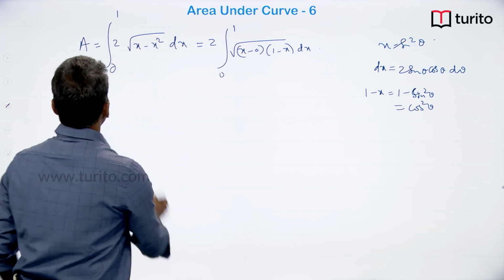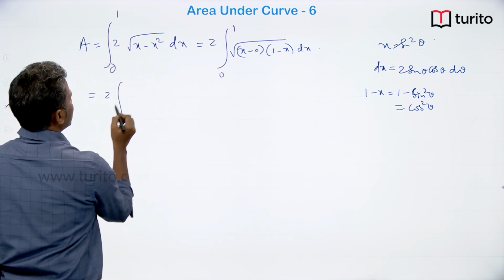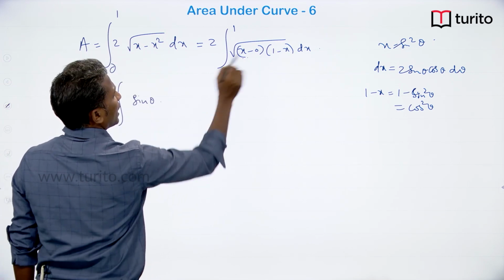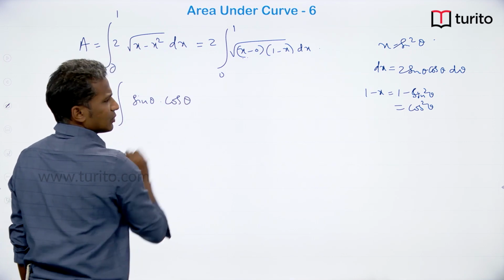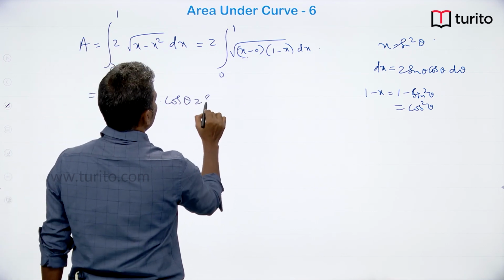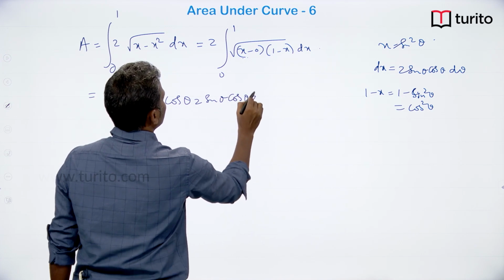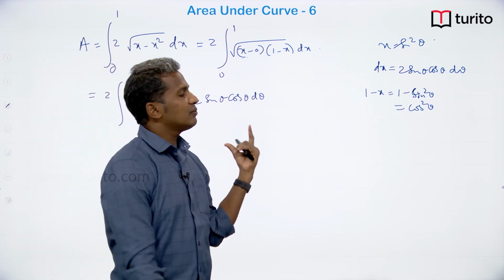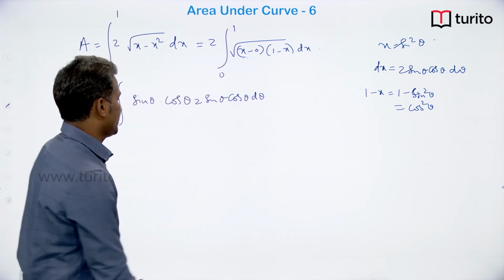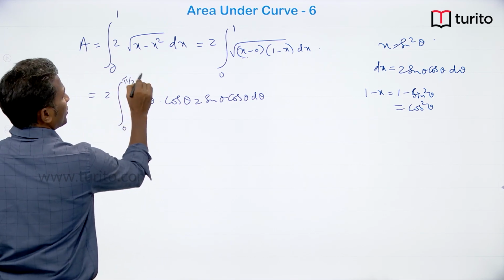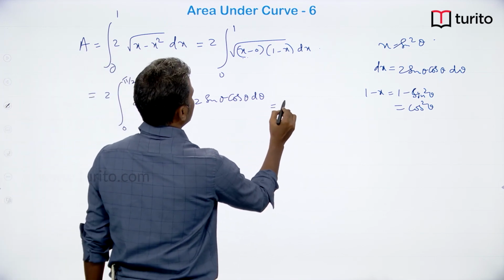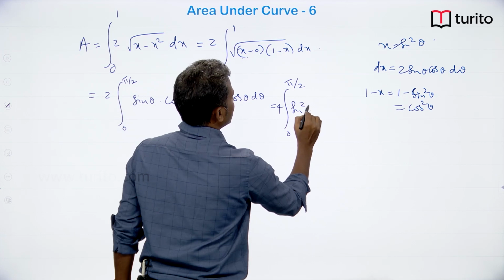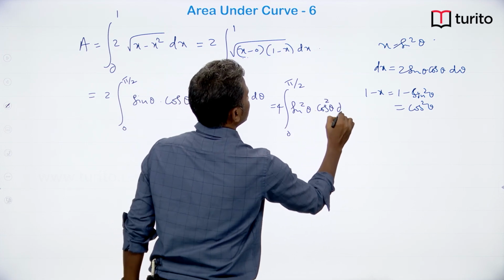So now when I simplify, what do I get? 2 into integral of root of x, that will give me sin theta, and 1 minus x under root will give me cos theta. dx will be 2 sin theta cos theta d theta. And what about the limits? When x is 0, sin theta will be 0. When x is 1, sin theta would be pi by 2. So limits should be 0 to pi by 2. So this integral got converted into a standard form like this: 4 into integral 0 to pi by 2 sin square theta into cos square theta d theta.